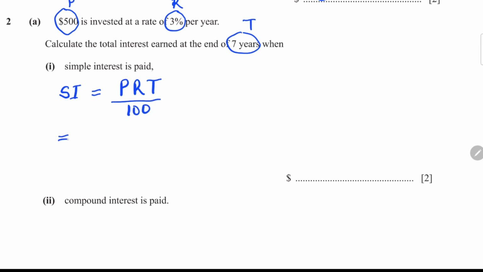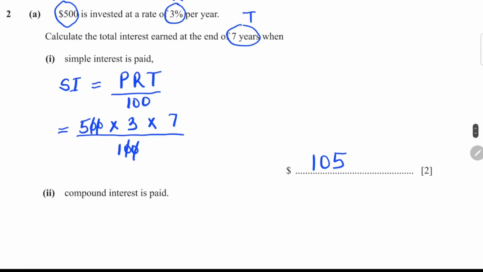Let's substitute all our values in. Our principal is 500 multiplied by our rate of 3% multiplied by our time of 7 years, everything divided by 100. Right, so we could cancel these two zeros here, and this will give us 5 times 3, 15. 15 times 7 is 105. So our simple interest over that period of 7 years will be $105.